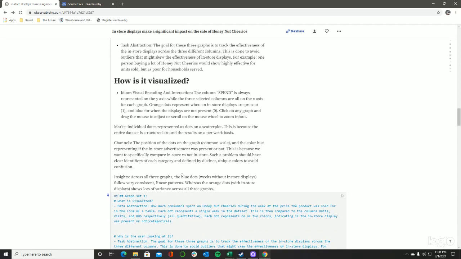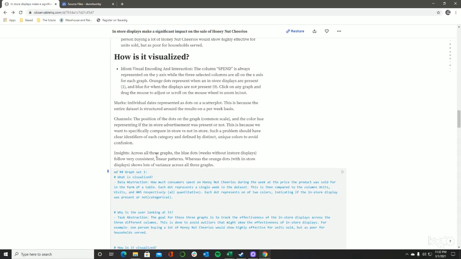As for the channels, the position of the dots in the graph is the common scale, and the color hue represents whether the in-store advertisement was present or not. This is because we wanted to specifically compare in-store versus non-store. Such a problem has clear categories, defined by distinct, unique colors to avoid confusion. And across all three graphs, the blue dots, as we can very clearly see, follow linear patterns.